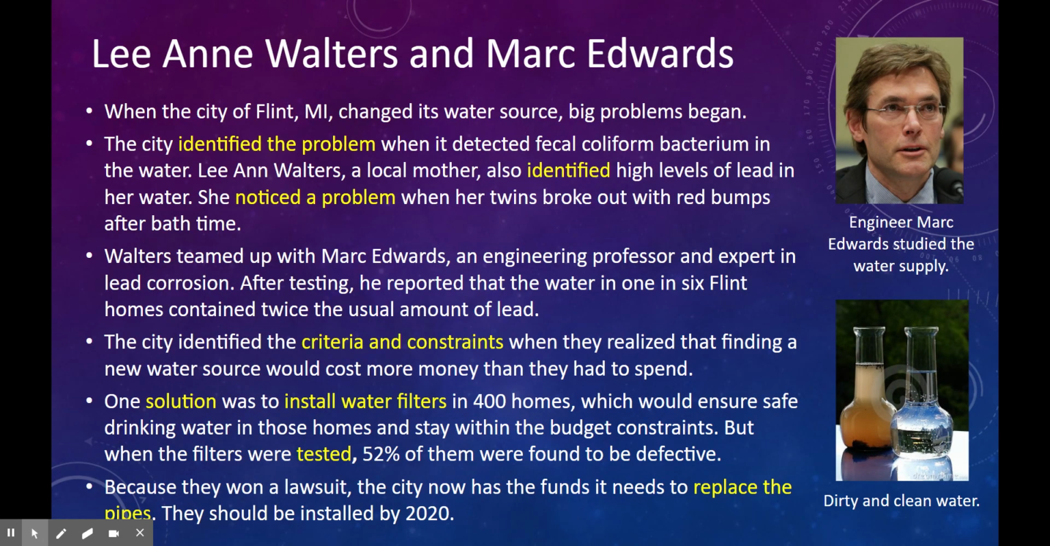So one solution was to install water filters in 400 homes, which would ensure safe drinking water in those homes and stay within the budget constraints. But then these filters were tested. 52% of them were found to be defective, so more than half. Because they won a lawsuit, the city now had the funds it needs to replace the pipes. They should be installed this year.